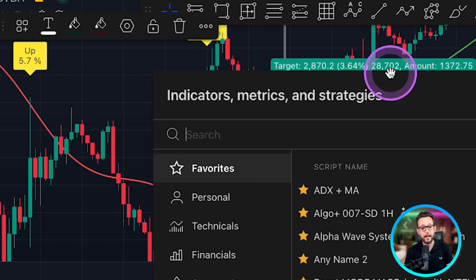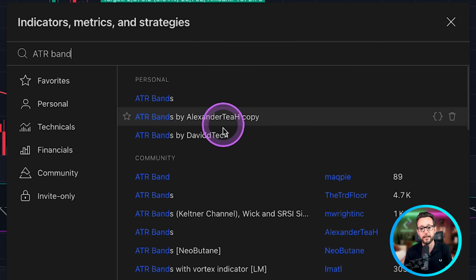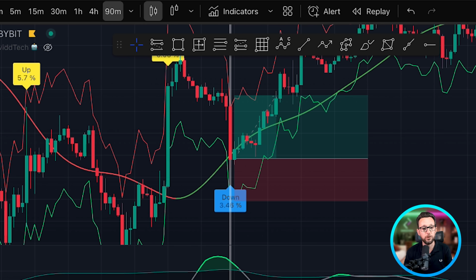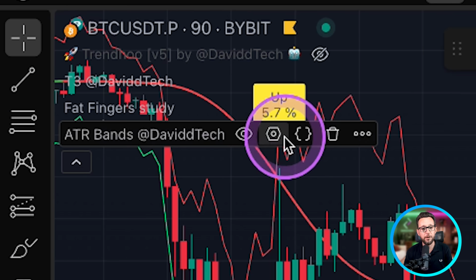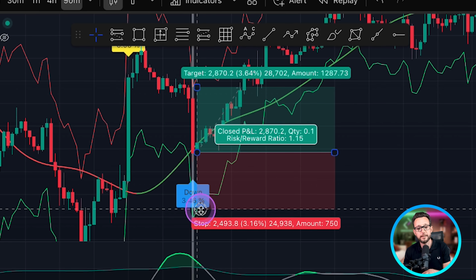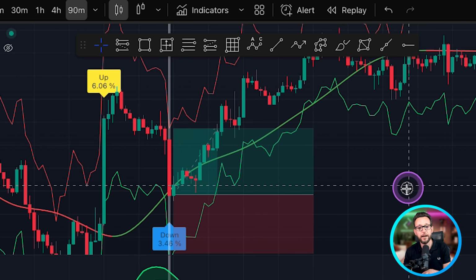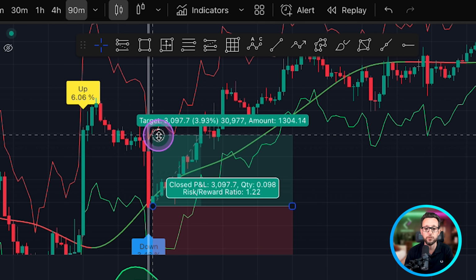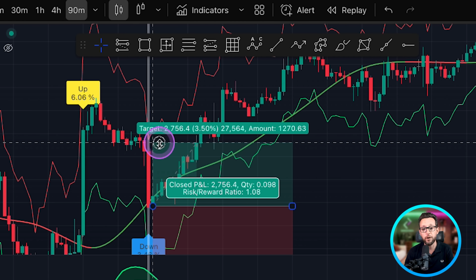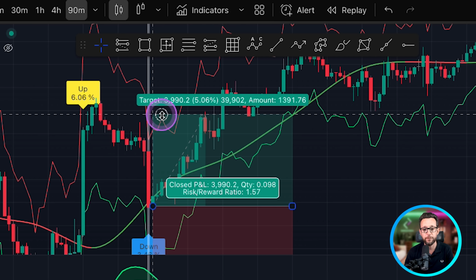Afterwards, we're then going to add a final indicator called the ATR bands by DaviddTech, this one just here. And the ATR bands are going to help us set our stop losses and take profits. I'm going to go over to the settings and we're going to set the upper and lower bands to 2.5. We're then going to set our stop losses to the ATR bands and we're going to be looking for a risk to reward depending on the backtesting results of 1 to 1.1 or 1 to 1.5.